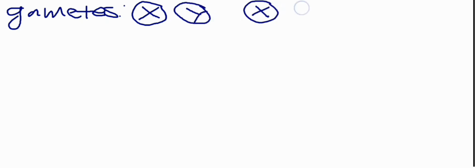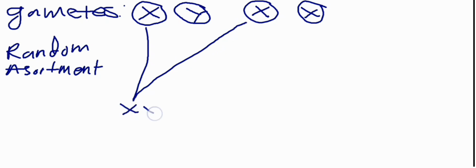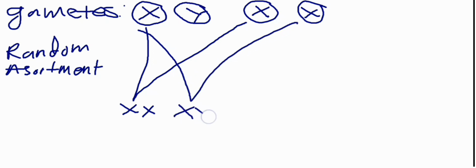So under gametes, here we are going to have X, then here we are going to have Y, another one X, and even here X. Then what follows next is the random assortment. Meaning, this chromosome is going to be crossed with this one here, and then here we are going to have XX. Then even this one is going to be crossed with this one here, and we are going to have XX.